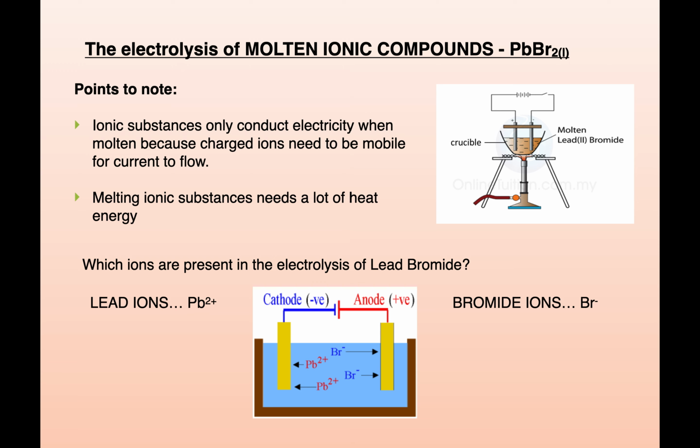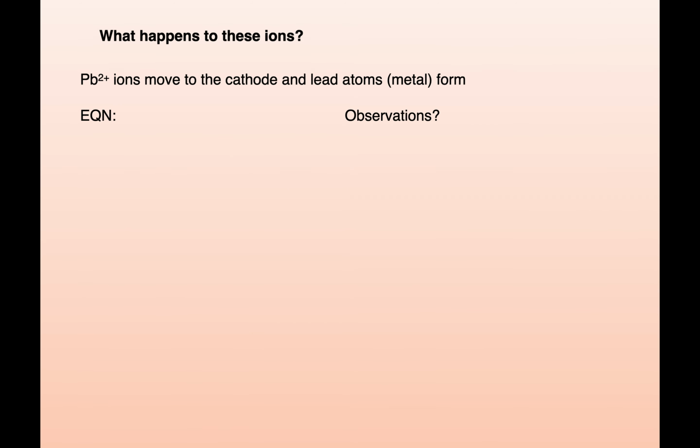That all makes sense, doesn't it? It's what happens when they get to the electrodes that's going to be interesting. So the Pb2+ ions move to the cathode and lead atoms are formed. For Pb2+ to become a lead atom again, what must happen? It must gain electrons. So you have Pb2+, it gains 2 electrons and it becomes Pb, lead atoms.